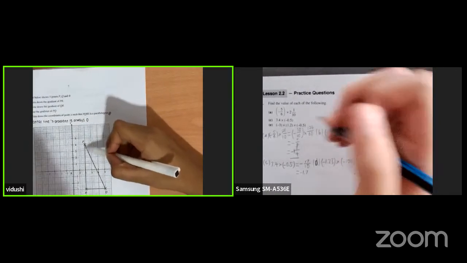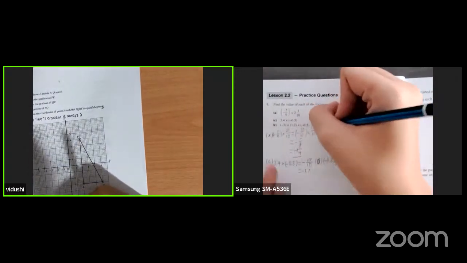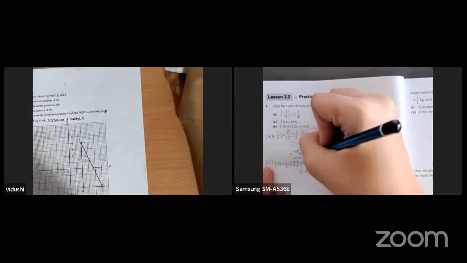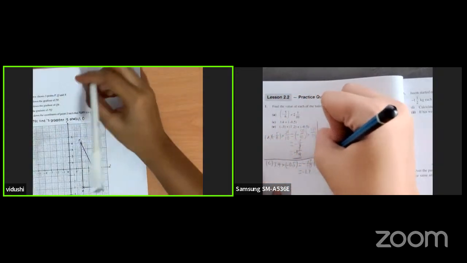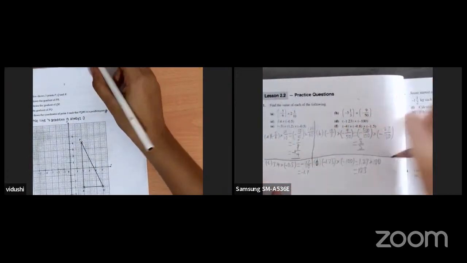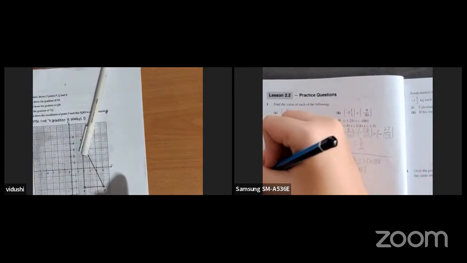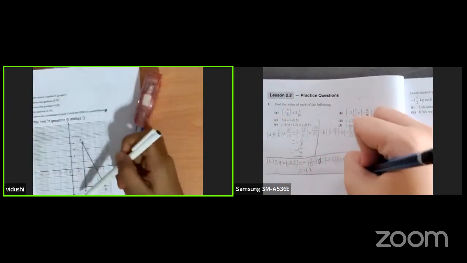Wait, so the gradient of PR is minus 7. Yeah. Okay. No, that's PQ. That's PQ. PQ is minus 7, PR is 7 as well. PR is infinity or undefined. PR is vertical. Oh. Right? But isn't that why it stops here?